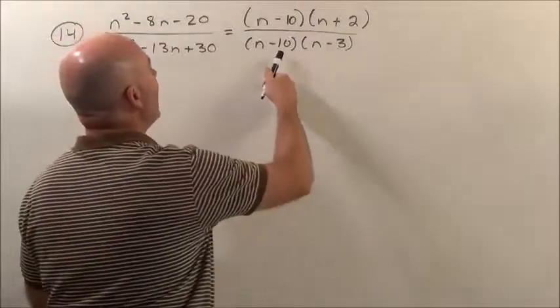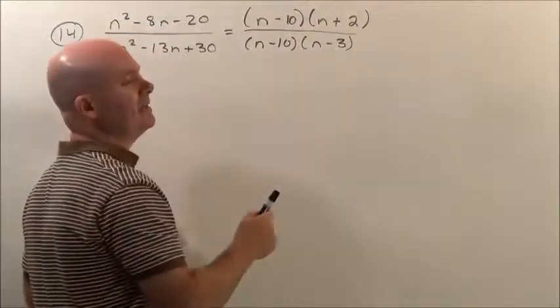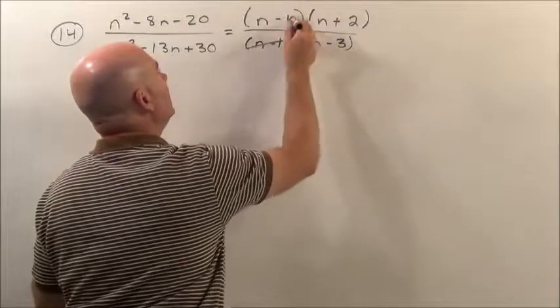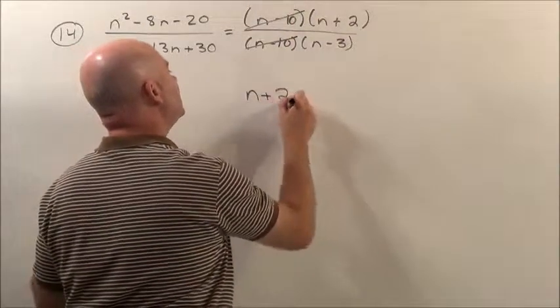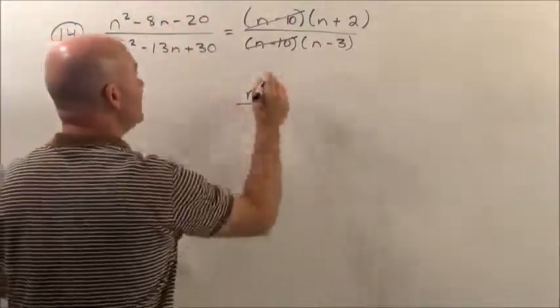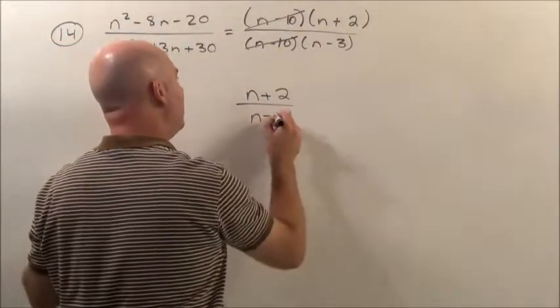So we have noticed an n minus 10 on top and an n minus 10 on the bottom. They're going to cross out and become 1s. So our answer here is this nasty stuff simplifies to n plus 2 over n minus 3.